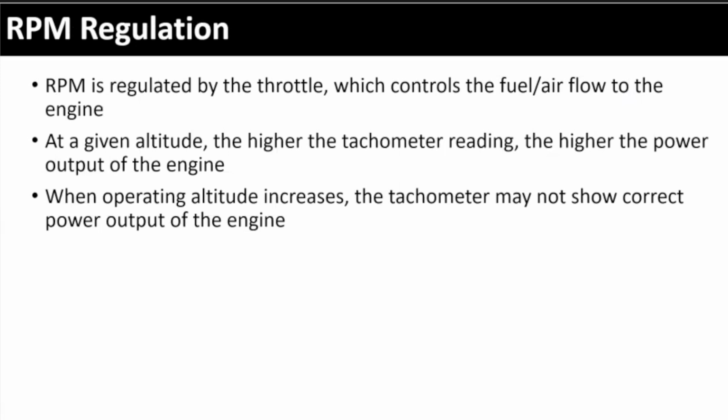At a given altitude, the higher the tachometer reading, the higher power out of the engine. Makes sense, right? So if we're at sea level, the more we advance the throttle, the more power we get out of it. The point they're trying to make here, as altitude increases, what happens to the density of the air? Do you guys have that already? Okay. Density decreases, right?